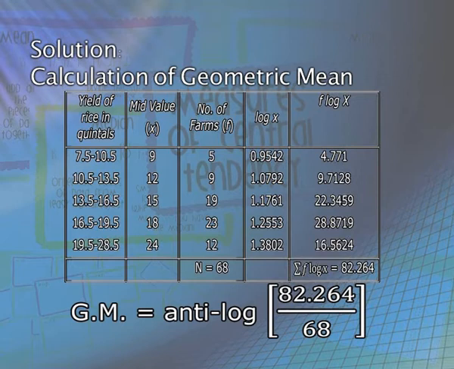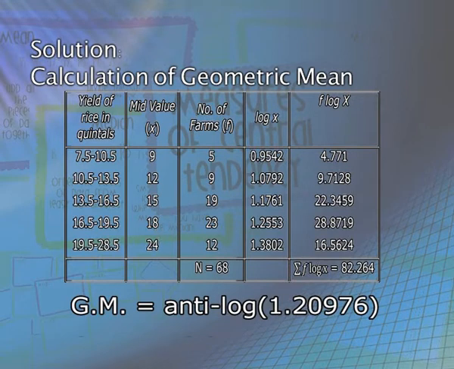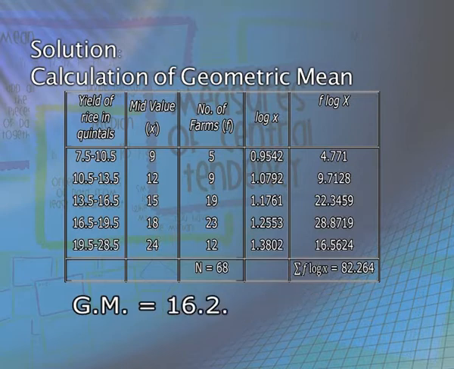So GM is equal to antilog of 82.264 divided by 68. So GM is equal to antilog of 1.20976. So finally we have GM is equal to antilog of 1.20976, which is going to be 16.2. So GM is 16.2.